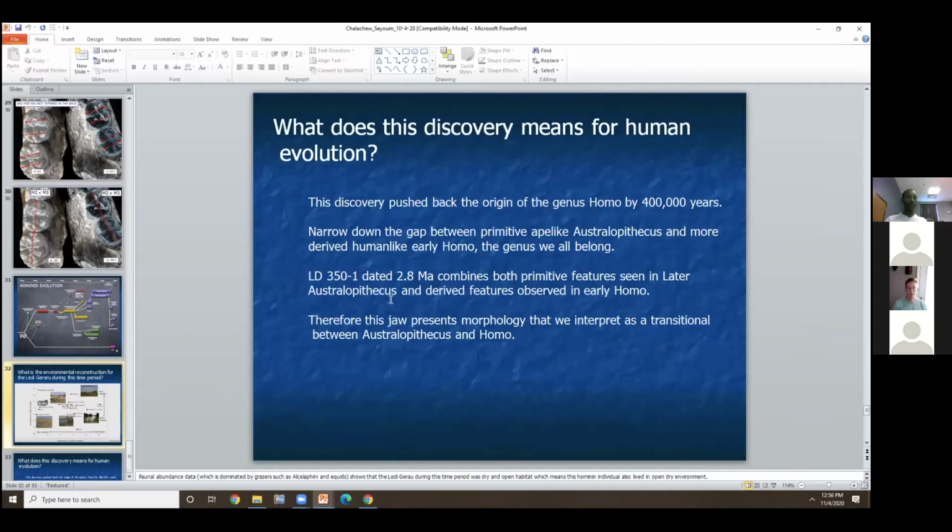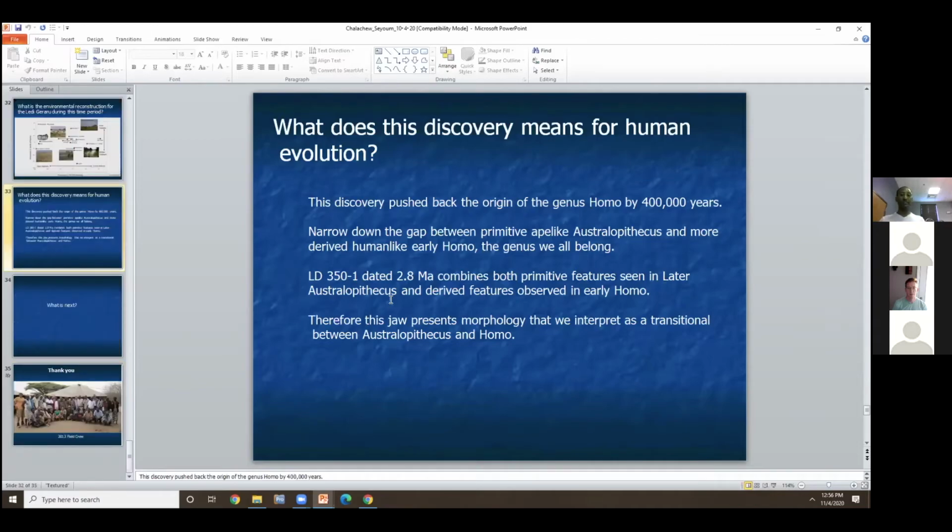Then what does this discovery mean for human evolution? Like I mentioned earlier, the discovery pushed back the origin of the genus Homo by 400,000 years. It narrowed down the gap between the primitive, ape-like Australopithecus afarensis and the more derived, human-like Homo groups. The Ledi specimen, dated 2.8 million years, also had some primitive features which gave us some glimpse.